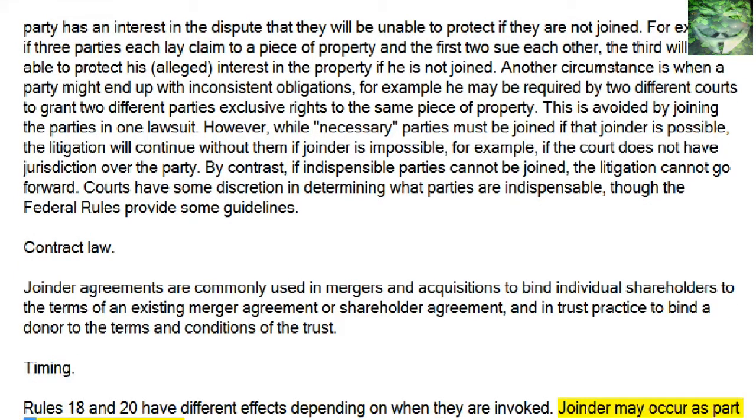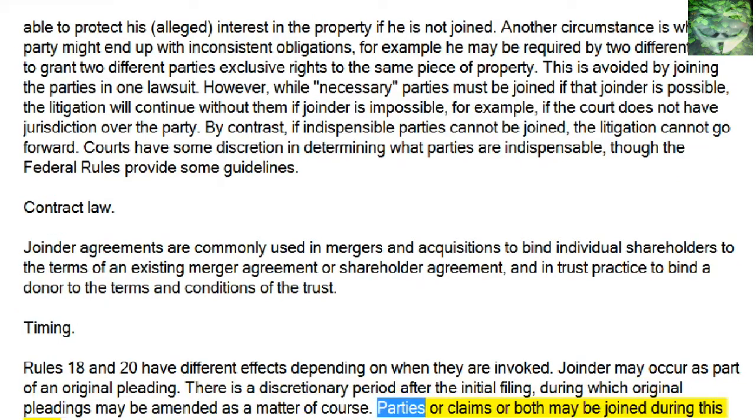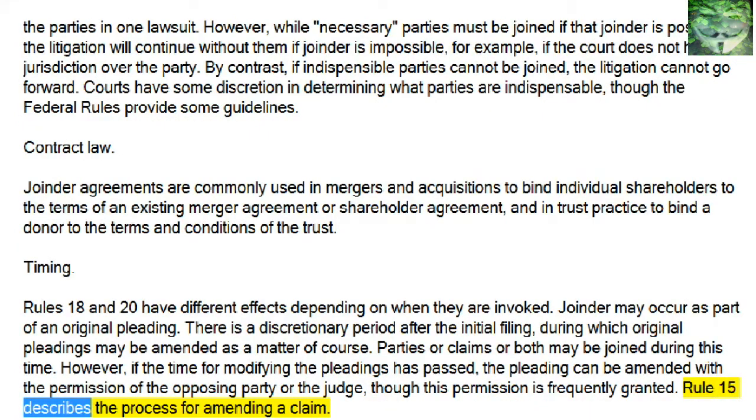Joinder may occur as part of an original pleading. There is a discretionary period after the initial filing, during which original pleadings may be amended as a matter of course. Parties or claims or both may be joined during this time. However, if the time for modifying the pleadings has passed, the pleading can be amended with the permission of the opposing party or the judge, though this permission is frequently granted. Rule 15 describes the process for amending a claim.